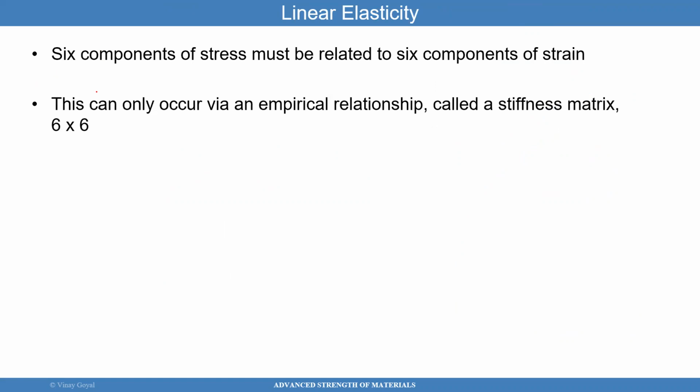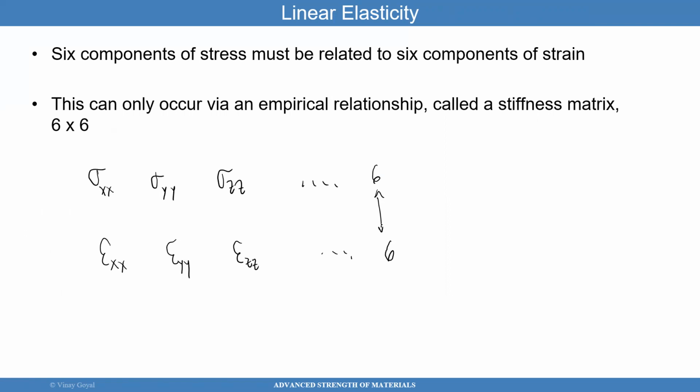Okay, so all I did here was one-dimensional. But the problem is I have 6 components of stress and 6 components of strain. So I have sigma xx, sigma yy, sigma zz, etc. But I have epsilon xx, epsilon yy, epsilon zz, and so forth. What do I do? Because I have 6 components here and 6 components here, and these 6 components of stress should be related to 6 components of strain.